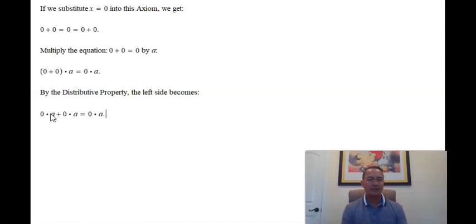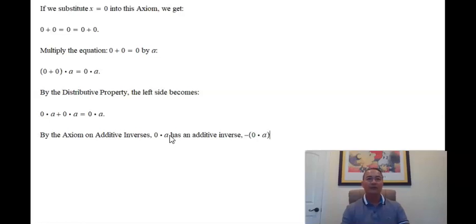What axiom allows us to subtract? Additive inverses. So let's write that down. By the axiom on additive inverses, 0 times a has an additive inverse. Okay, so let's write it as the negative of the quantity 0 times a. It looks a little awkward, but I want to put those parentheses down.